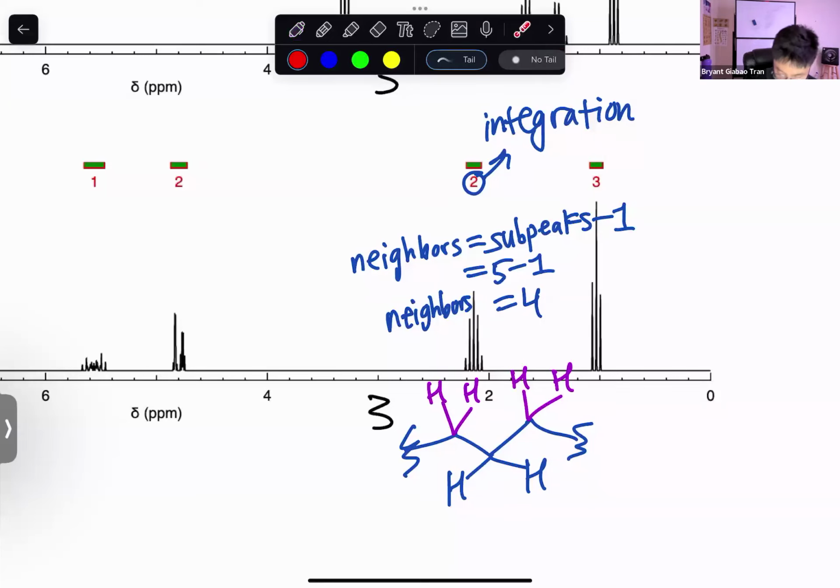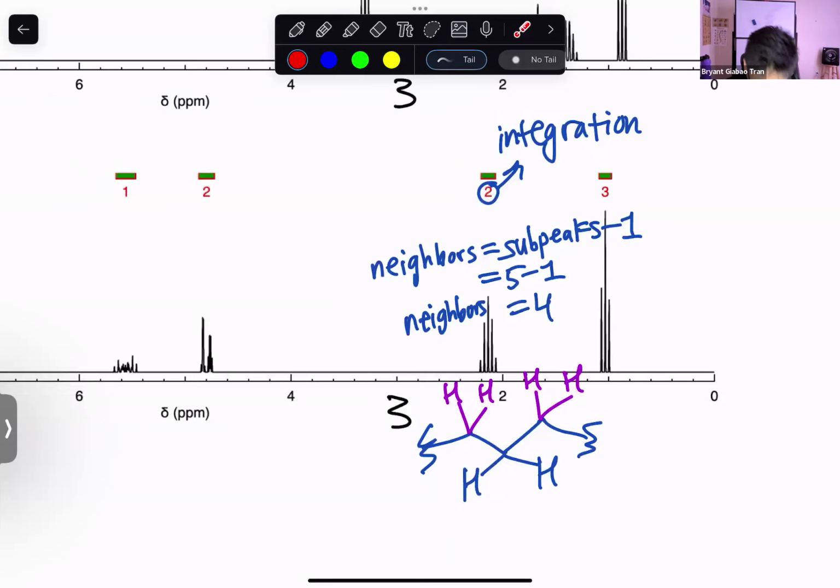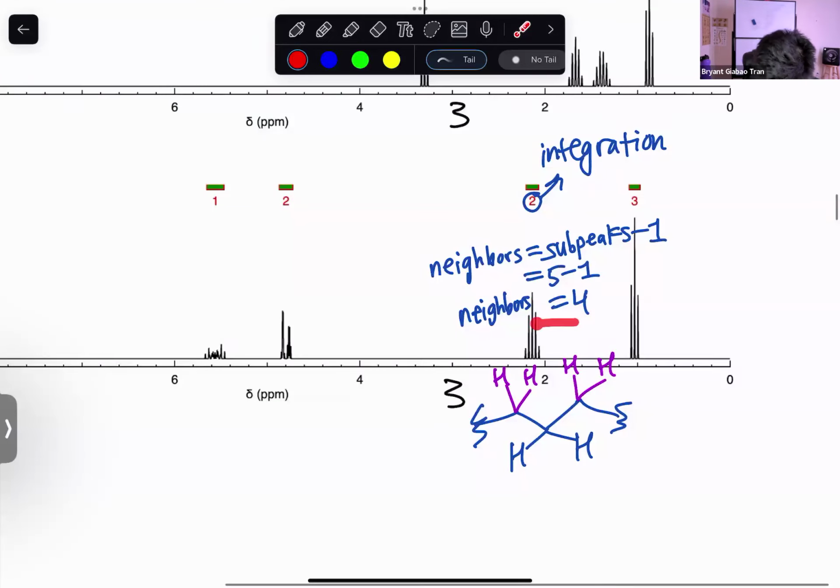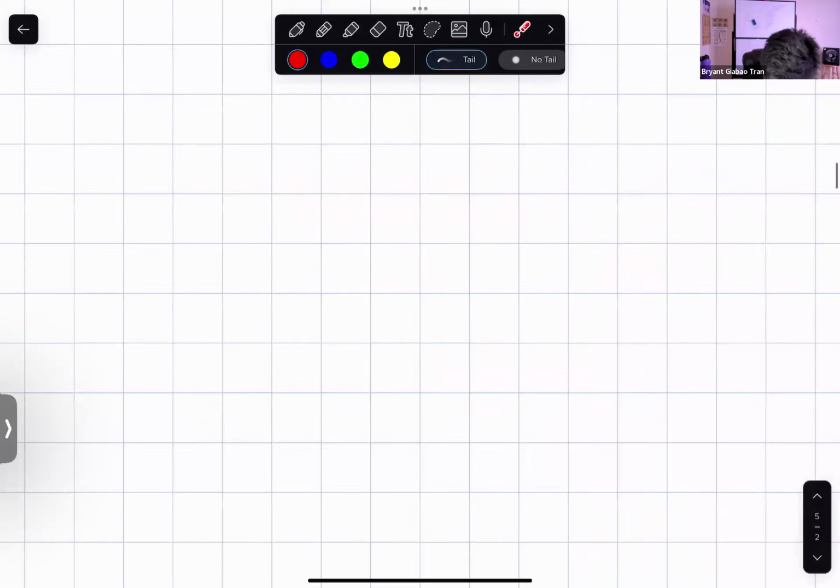And to count the number of neighbors, start at one of the hydrogens in the peak, and then if you go 3 bonds away, you should land on another hydrogen. So let's go 1, 2, 3. That lands on hydrogen. That's considered a neighbor, right? 1, 2, 3, neighbor. 1, 2, 3, neighbor. 1, 2, 3, neighbor. Right. So that's the number of neighbors right there.